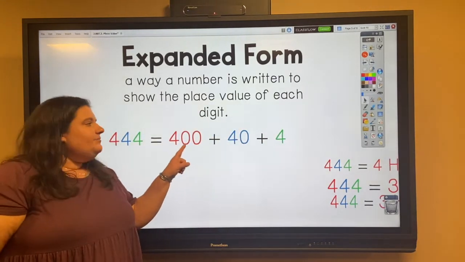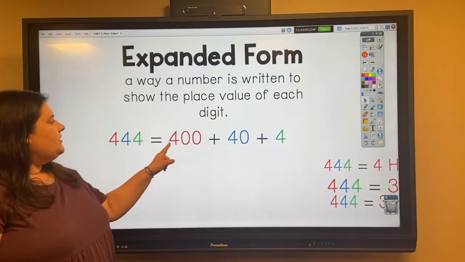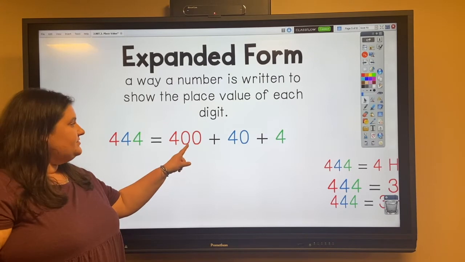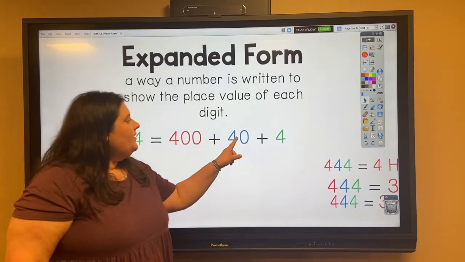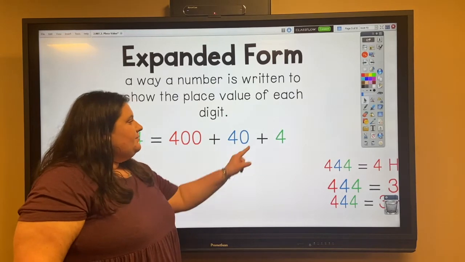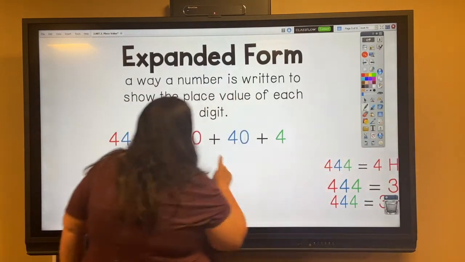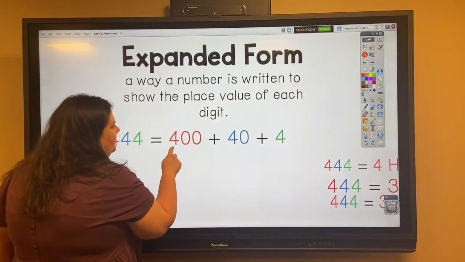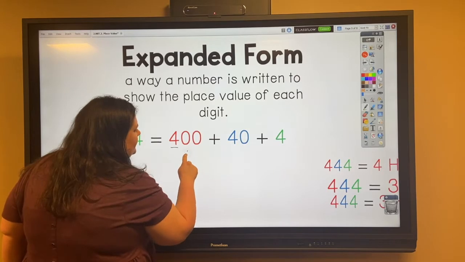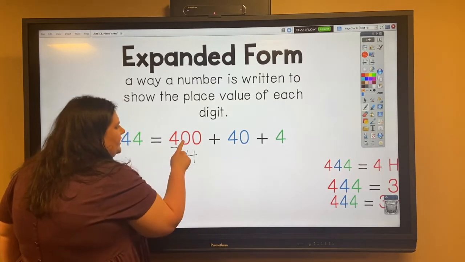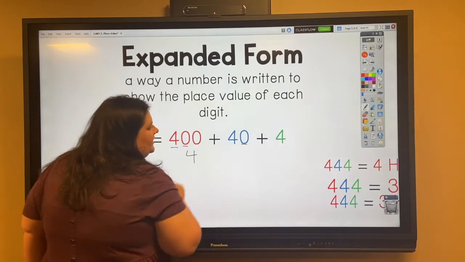So what I did was I split apart my numbers by hundreds, tens, and ones. So I wrote 400, plus sign to show that I'm adding it together, 40, plus 4. Meaning, if I were to add all of this together, 4 hundreds, there's no hundreds over here, there's no hundreds over here, that's 4, all right? Tens, 0 tens in 400, all right?